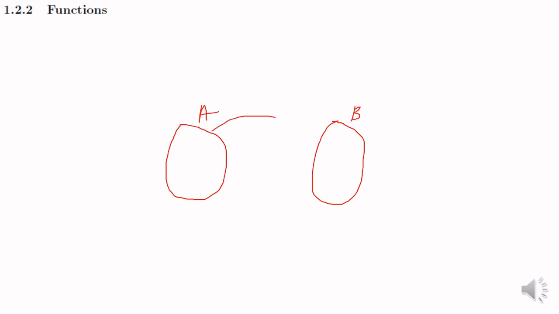We shall now move on to the next topic in the preliminaries, which is functions. Suppose we have two sets A and B. A function f from A to B is a rule which assigns to each element of A a unique element in B.